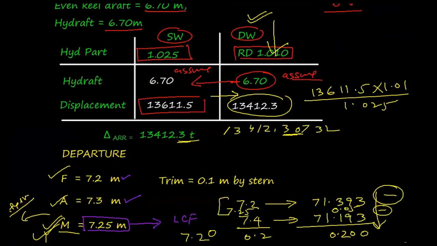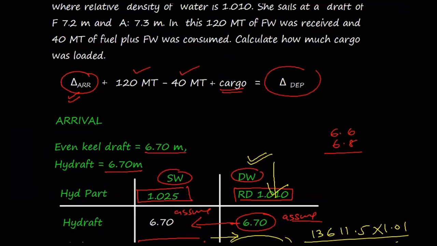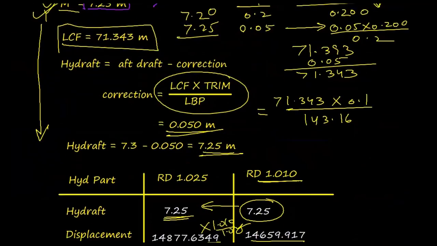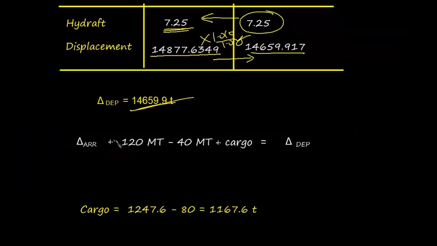And now you have the equation. The displacement we put here. You can easily work out the cargo. Yes. Displacement 120 minus this. So the final cargo calculation is given. Okay. So we'll stop here.